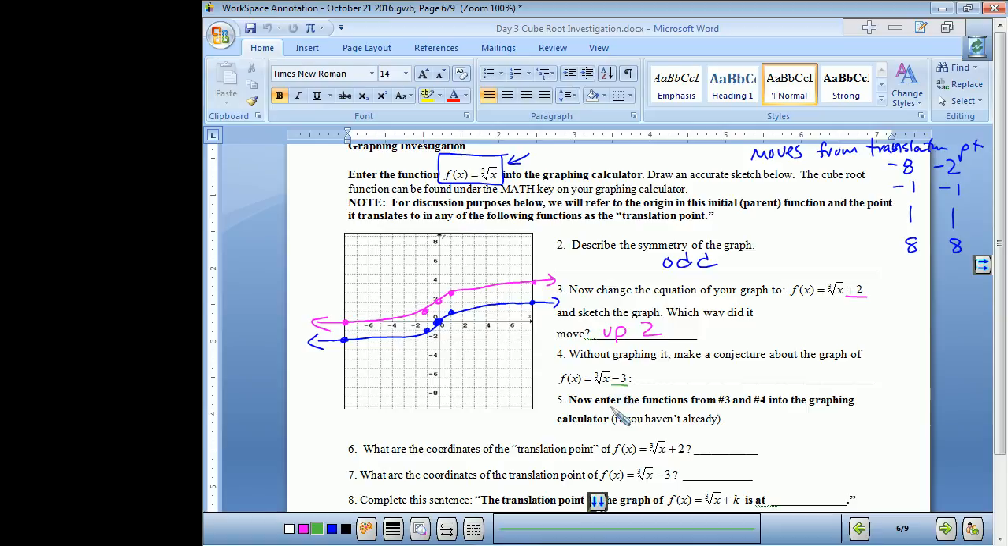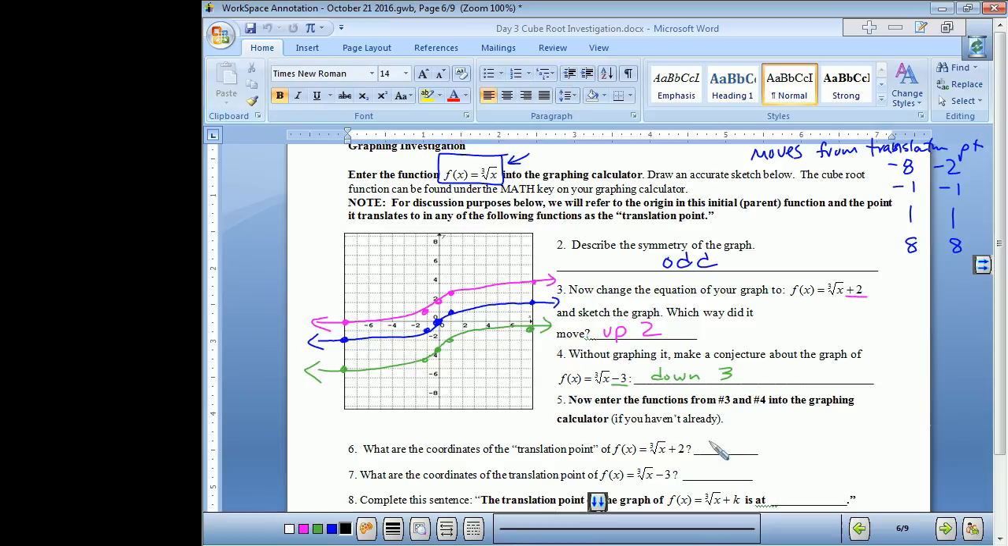All right, what would this one do? Down 3. So guys, once we figure out the moves, everything else is the same. So left 8 down 2, left 1 down 1, right 1 up 1, right 8 up 2. There's my squiggle. Sideways squiggle shifted down.